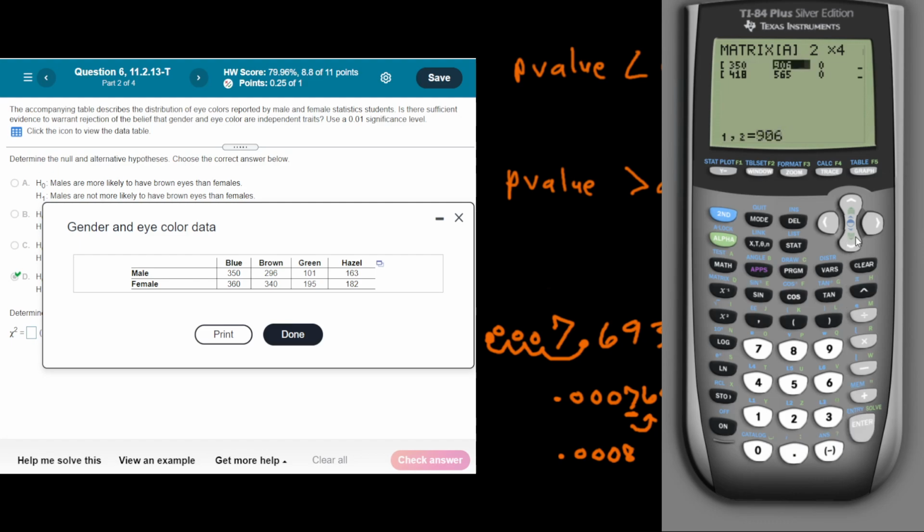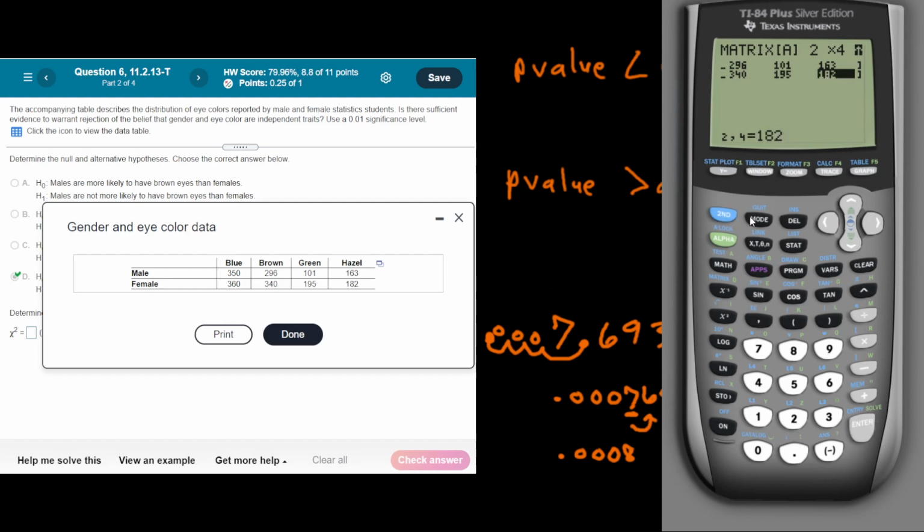350. Make sure you're hitting enter as you're putting these in. So 296, 101, 163, 360, 340, 195, 182.